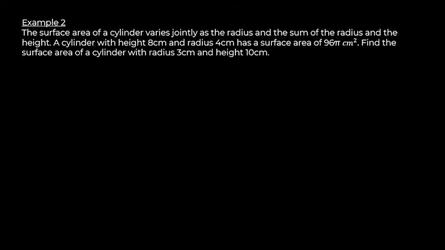So let's go ahead and have a look at another example. Example number 2. The surface area of a cylinder varies jointly as the radius and the sum of the radius and the height. A cylinder with height 8 centimeters and radius 4 centimeters has a surface area of 96 pi centimeters squared. We have to find the surface area of the cylinder with radius 3 centimeters and a height of 10 centimeters. So let's look at this problem. We write down our solution.